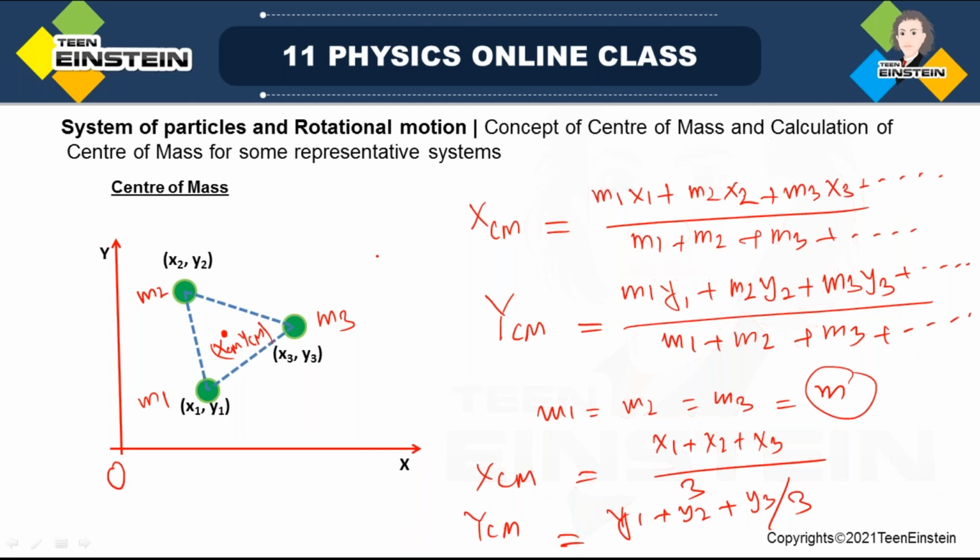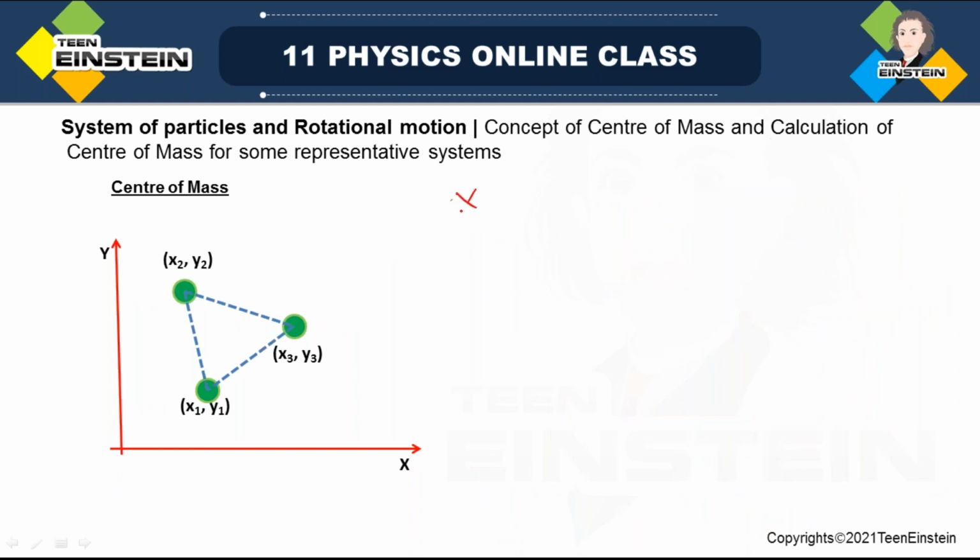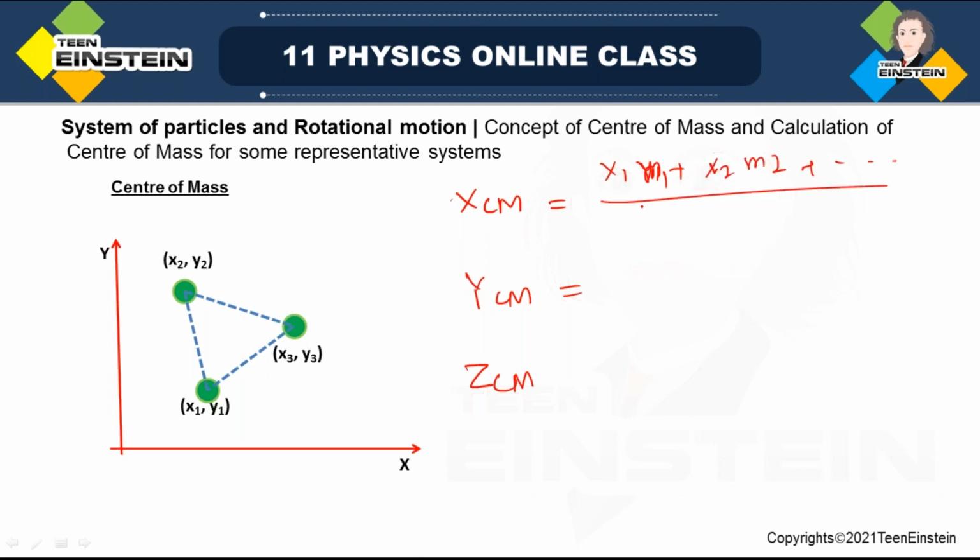Now we can extend this to three dimensional objects right here. If I have a three dimensional object, then it will have three coordinates, xcm, ycm and zcm. So xcm, as you know, is x1 m1 plus x2 m2, and it goes up to xn mn. Similarly for y, you can find the coordinates.